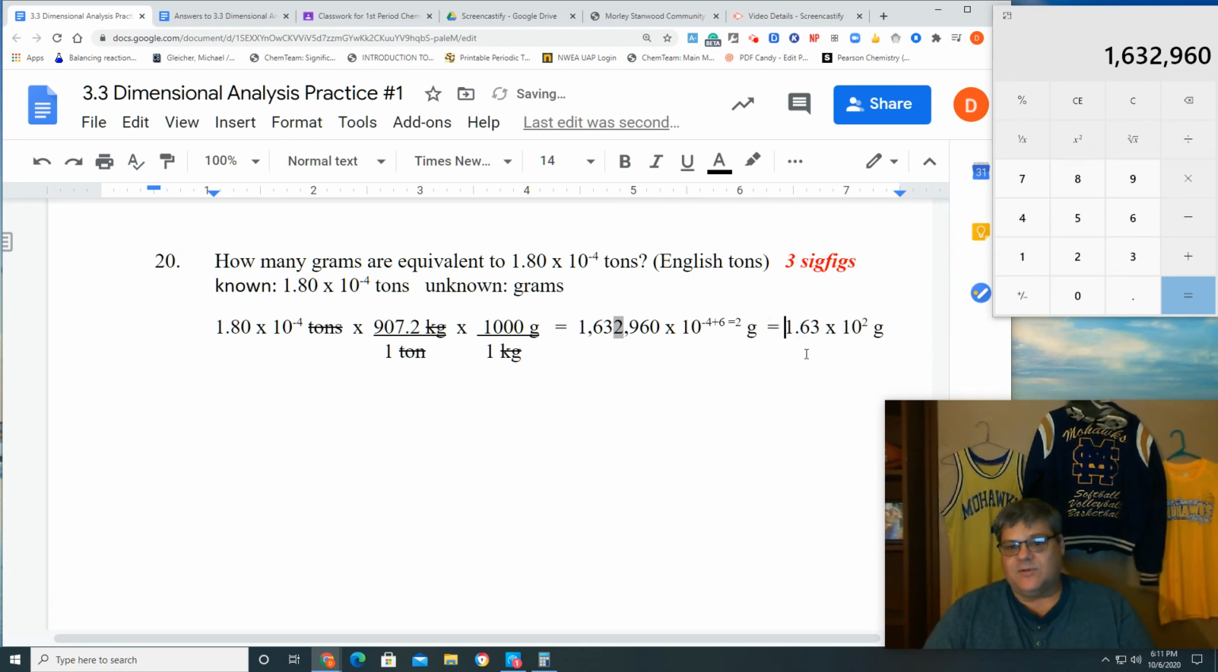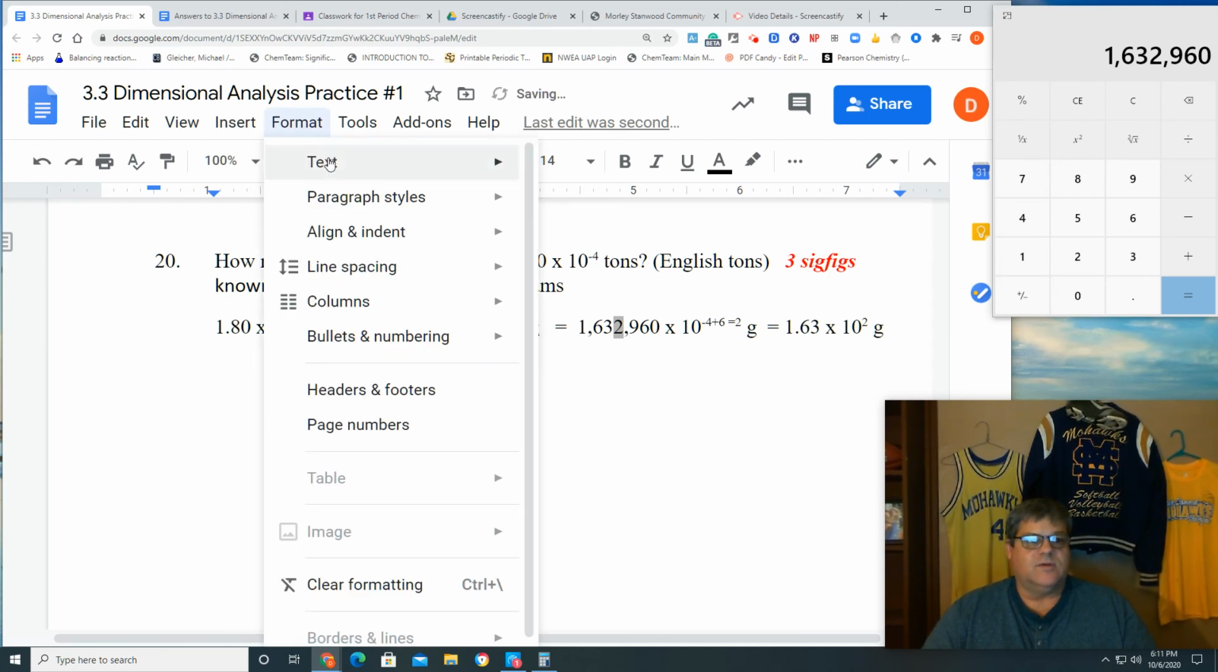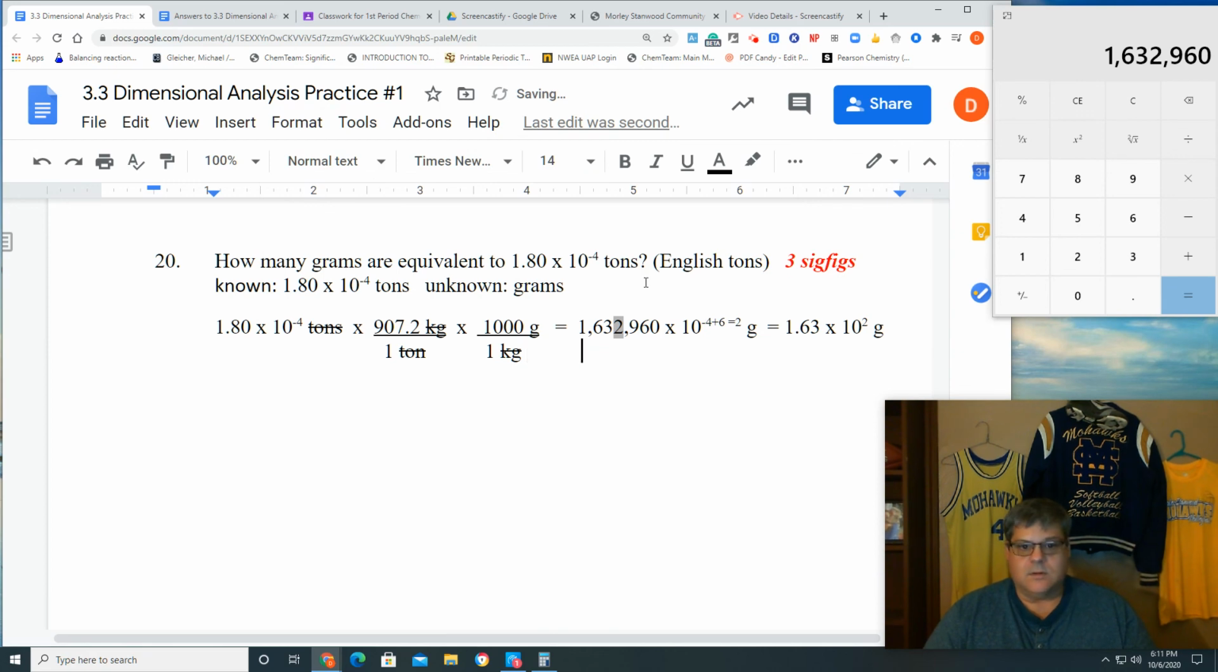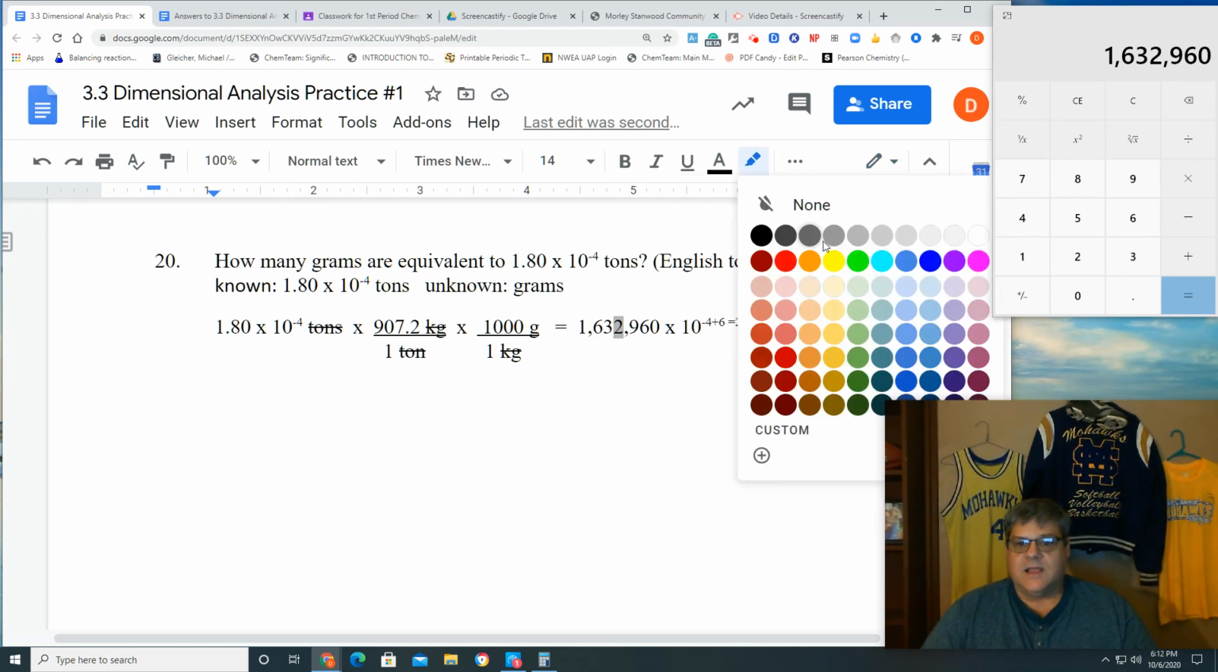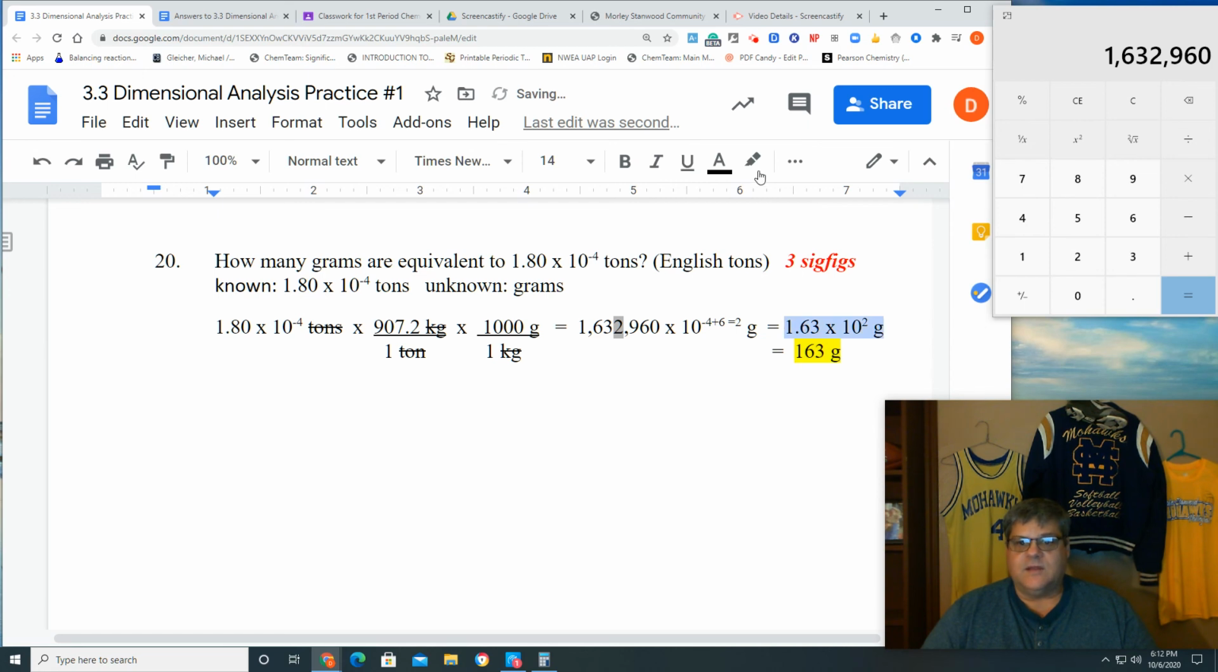Now, if you're like me, I don't like it in scientific notation. So I'm going to come down here and change my answer out of scientific notation. So I need 2 here. I'm going to lower this by 2. That means I'm going to raise this by 2. So it's 163 grams. So there's our answer. We can either have this one right here, that we're going to highlight, or we can highlight this one. Either one, it doesn't really matter. They're both the same answer. And that's it. Question number 20.